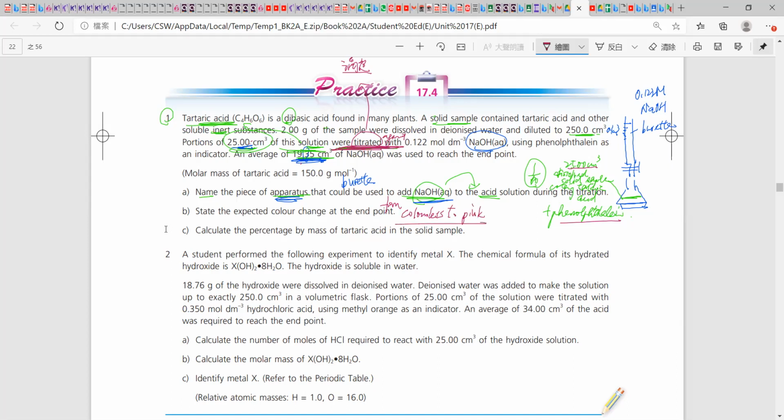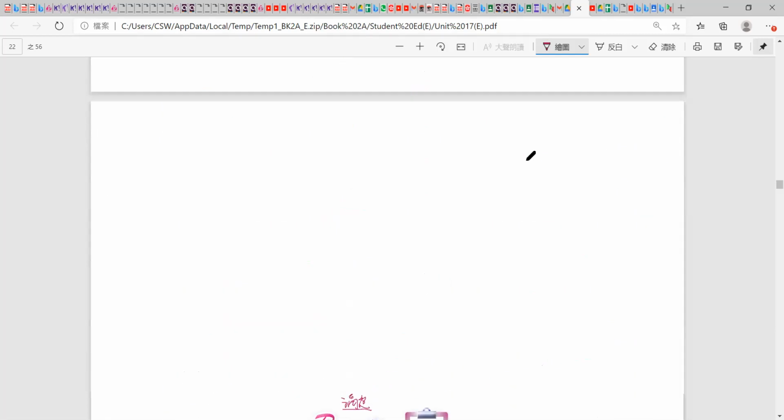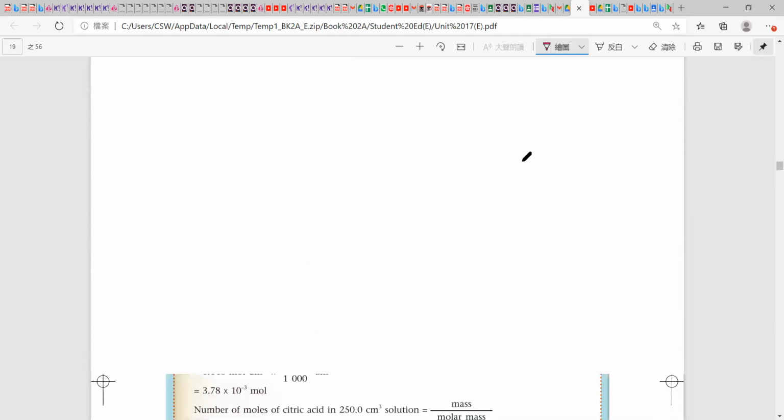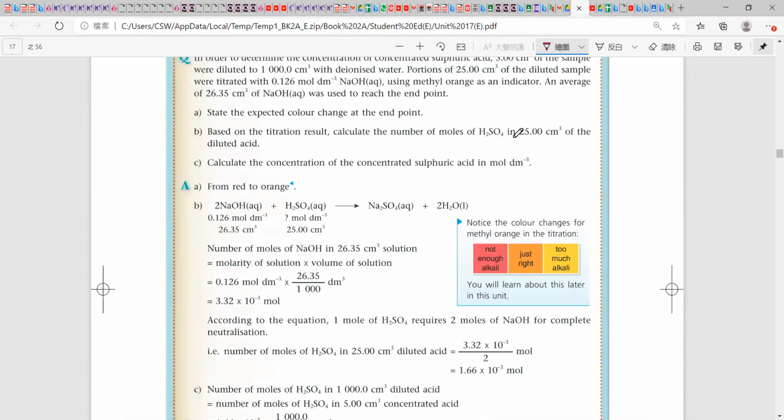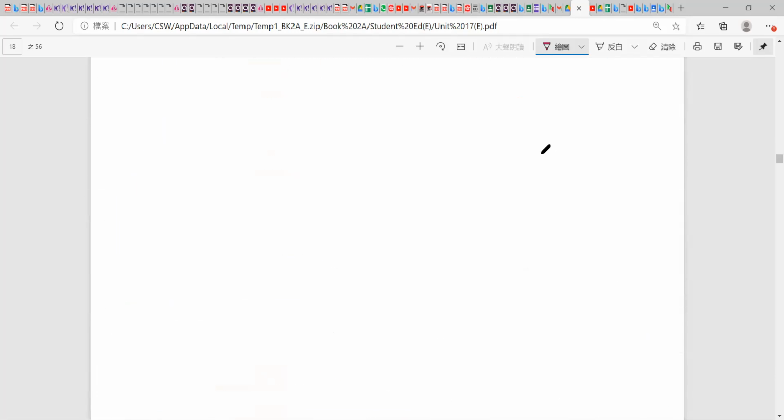All of you please back it down. It's from colourless to pink. Why is it from colourless to pink? Now, this is the choice of the indicator that affects our answer.